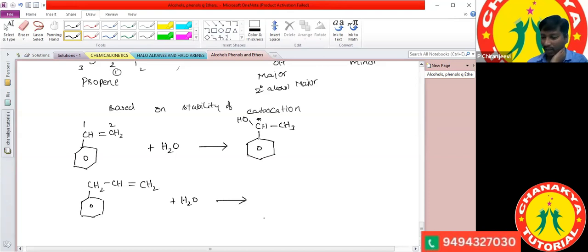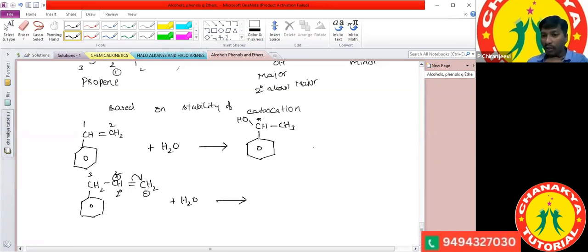Can I explain, ma'am? According to the Markovnikov rule, we can start the numbering from here: 1, 2, 3. So we can expect the OH group to be attached to the CH, but it is not attaching to the CH. Sir, it is a secondary carbon. Clearly I'll explain. When these pi electrons shift onto this carbon atom, this carbon gets a negative charge and this carbon gets a positive charge. The positively charged carbon is the secondary carbocation.